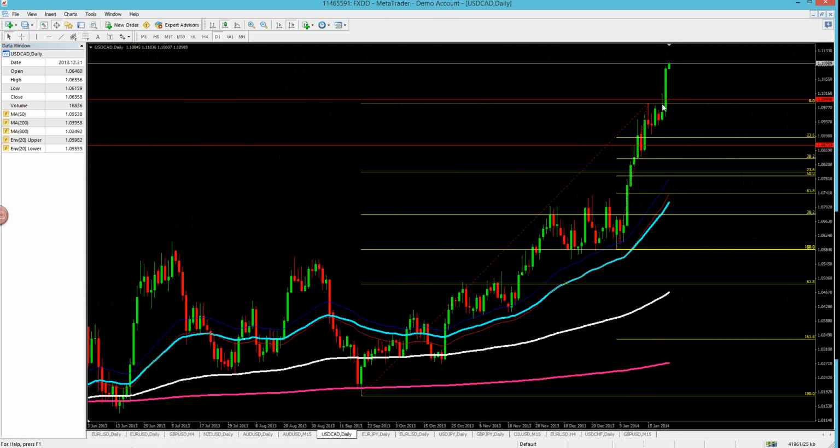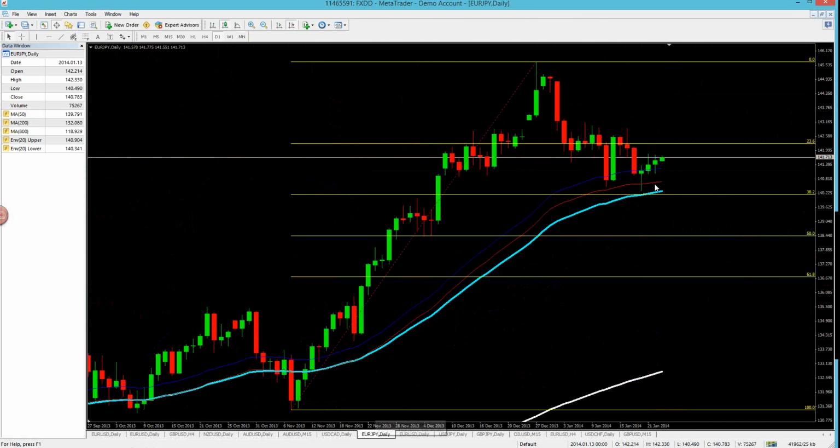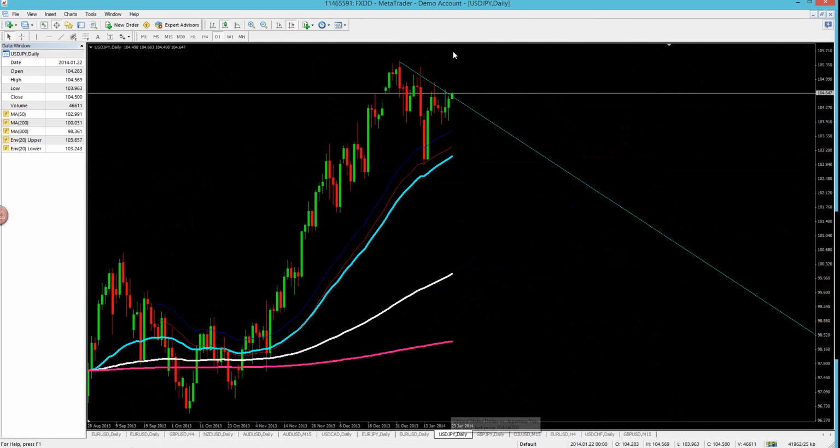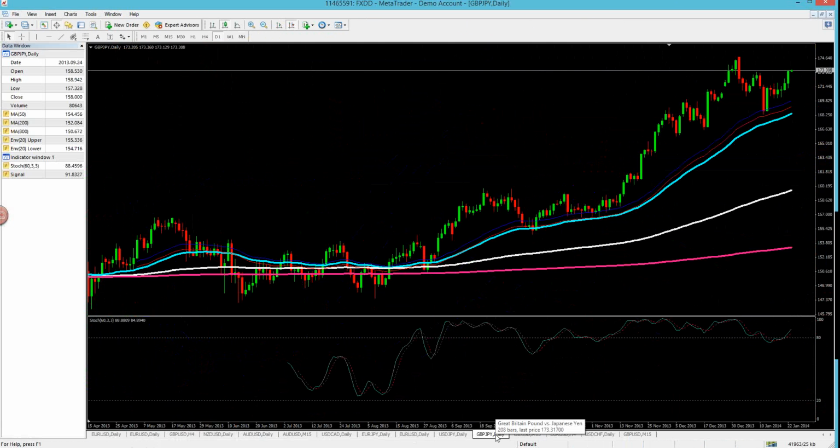Dollar CAD really moved up strongly. We still have a buy bias on the dollar CAD. You can see it's already moving off, moving in its direction, wants to continue to move up. So we've got a buy bias on the dollar CAD. Euro yen, buy bias as well. Dollar yen, we also have a buy bias here, as you can see. Pound yen, buy bias as well.